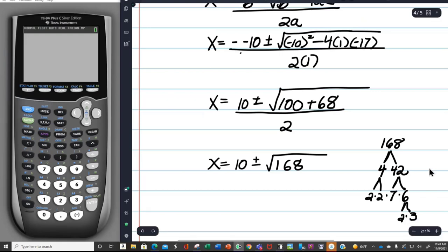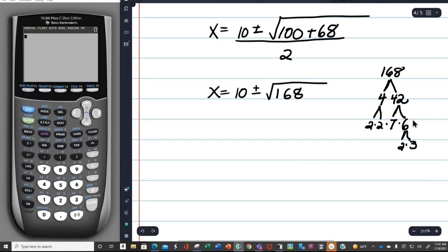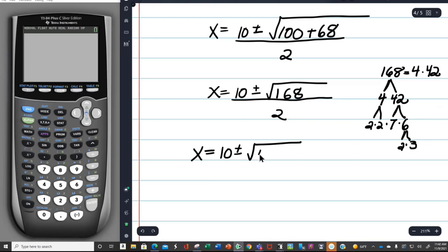Okay, I was concerned that we might have another perfect square hiding in there, but we don't. There's only 1 2. There are 2 2s here, so that's 4. So 168 is going to equal 4 times 42. And that's going to be 2 times 3 times 7, which does not include a perfect square. Okay, so x equals, and I said over 2. I didn't say it, I'm saying it now. X equals 10 plus or minus the square root of 4 times 42 over 2.